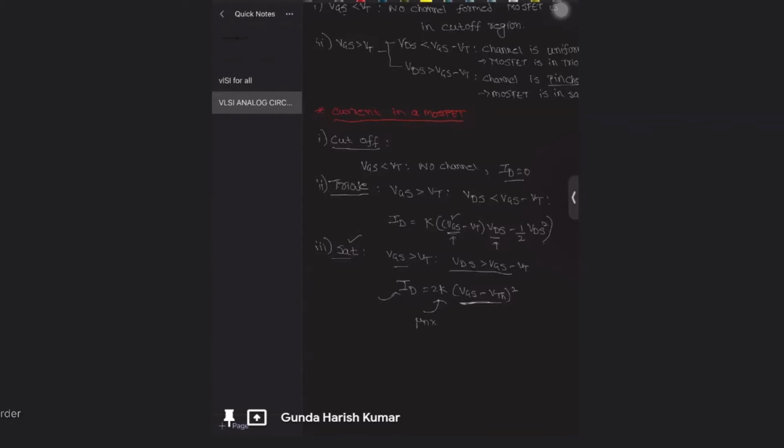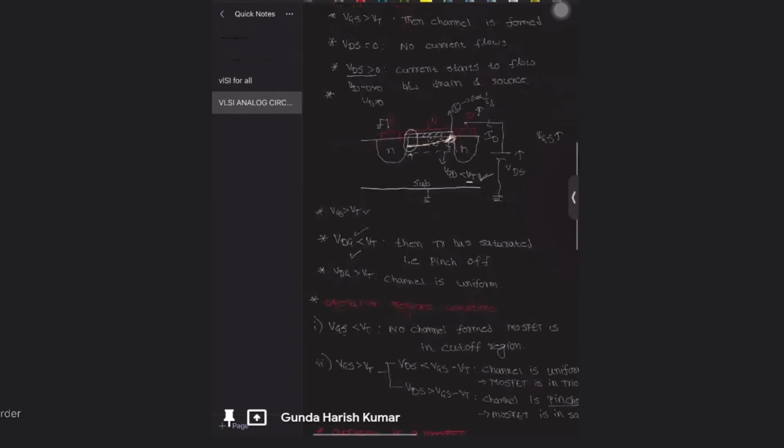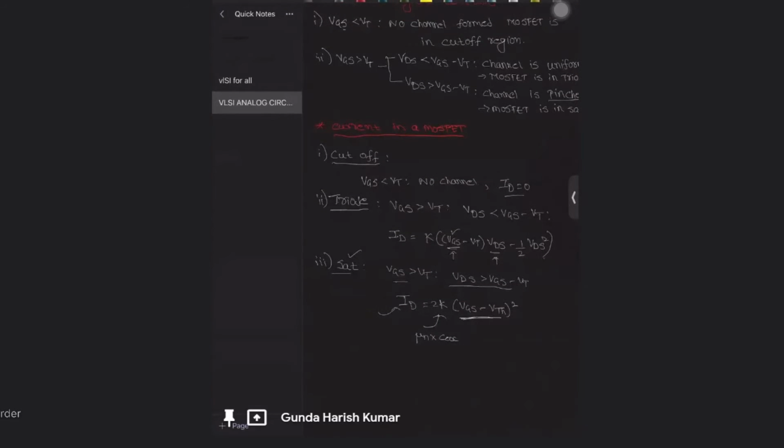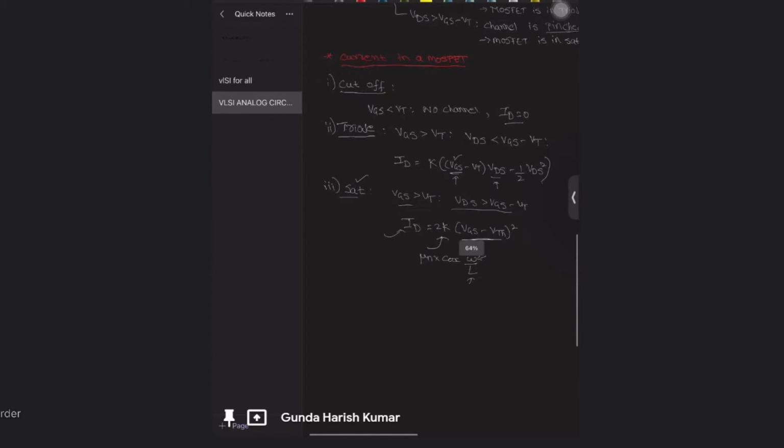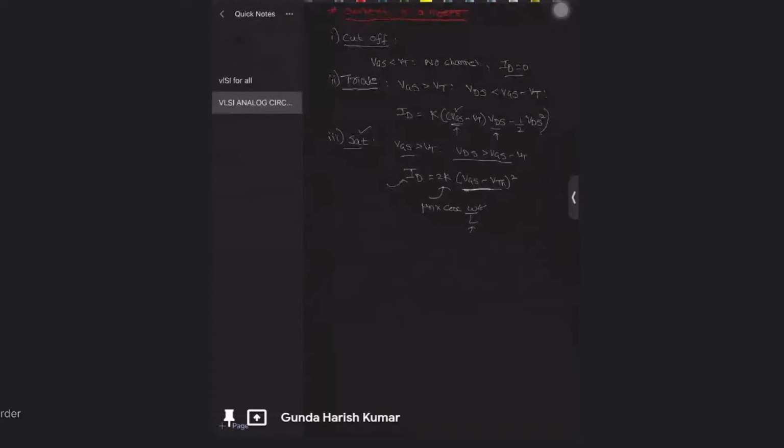These are the three equations of the current, and K is the mobility of electrons into COX. COX is nothing but this oxide capacitance per unit area. W by L is the width and length of the MOSFET. And this is VGS minus VT also. Generally K is given, or these individual parameters are given. Most of the cases K is directly given, so you can directly substitute and check.